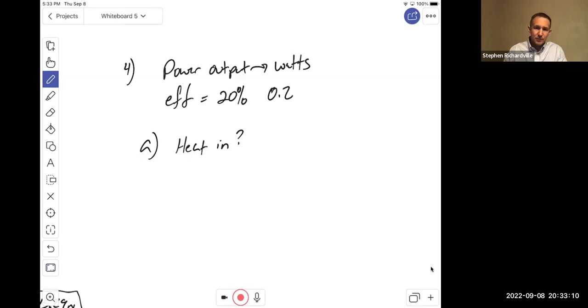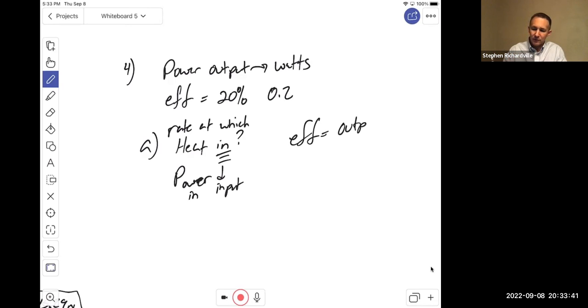This is just an efficiency problem. The heat input, and it actually says the rate at which heat is added in. That's the power in. The rate at which energy transfers is power. So all this letter A is an efficiency problem, because we know that efficiency is simply your out over your in. It says the rate at which heat is delivered to the engine.